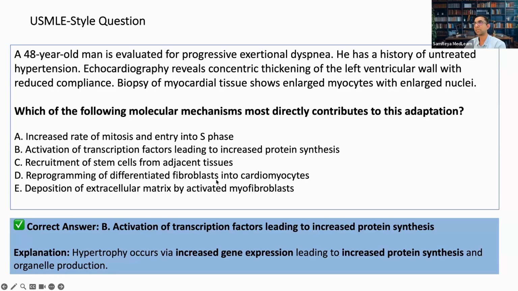Reprogramming of differentiated fibroblast? No, this is not that one cell has changed into another. Deposits of extracellular matrix? This is not fibrosis. Option E tells you about collagen deposition and fibrosis, so that is not the case here. This is purely hypertrophy.